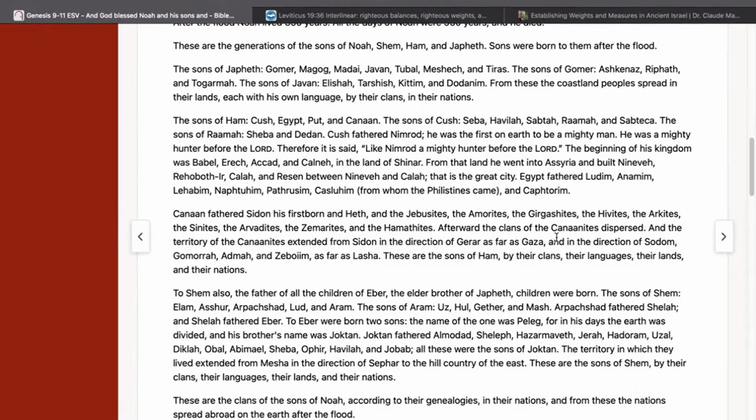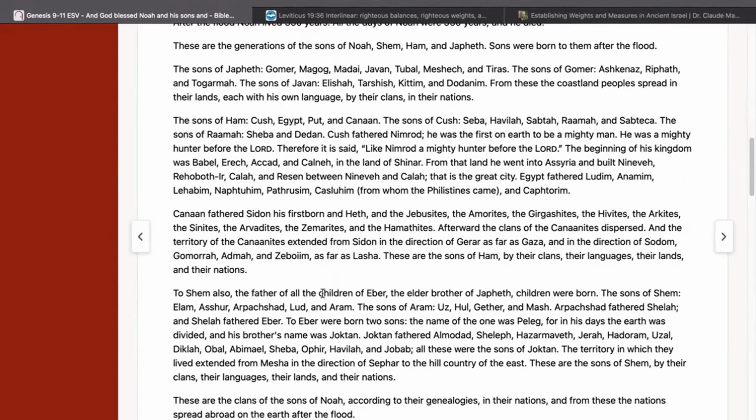Afterward, the clans of the Canaanites dispersed, and the territory of the Canaanites extended from Sidon in the direction of Gerar as far as Gaza, and in the direction of Sodom, Gomorrah, Admah, and Zeboiim, as far as Lasha. These are the sons of Ham by their clans, their languages, their lands, and their nations.